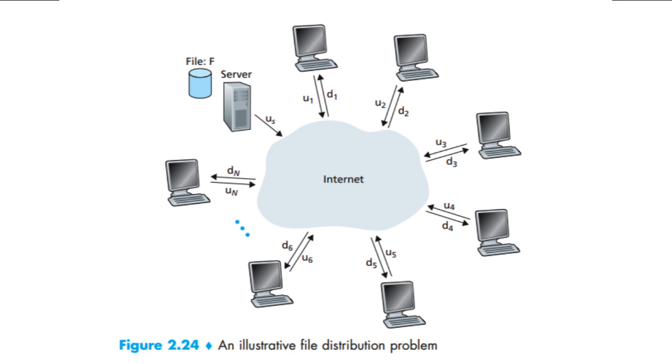Equation 2.2 provides a lower bound for the minimum distribution time for the P2P architecture. It turns out that if we imagine that each peer can redistribute a bit as soon as it receives the bit, then there are redistribution schemes that actually achieve this lower bound.